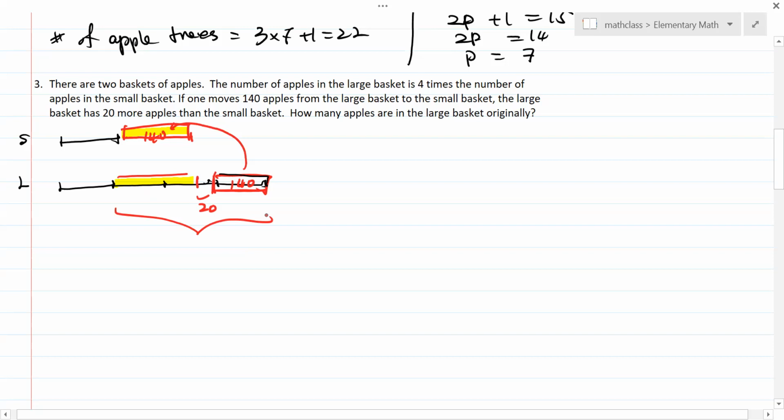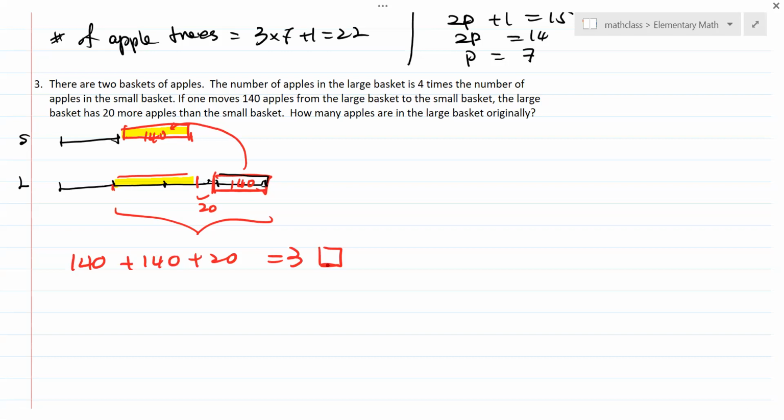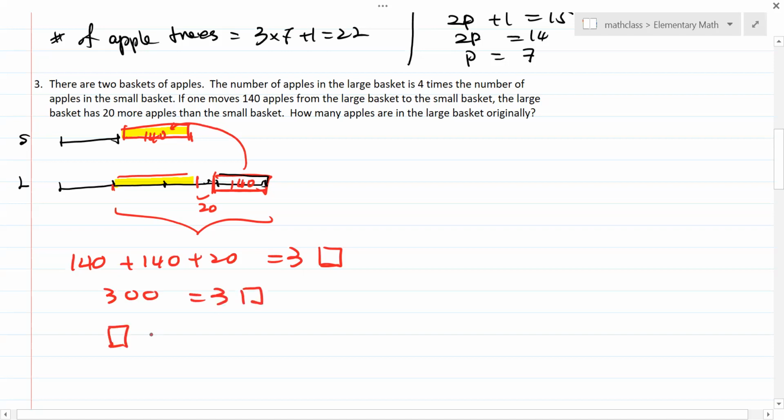Yeah. So it's 140 plus 140 plus 20 is actually the length of that. That is equivalent to three of this section. Okay. So this is the number of apples in the small basket. So that is going to be 300. So the number of apples in a small basket will be 100.